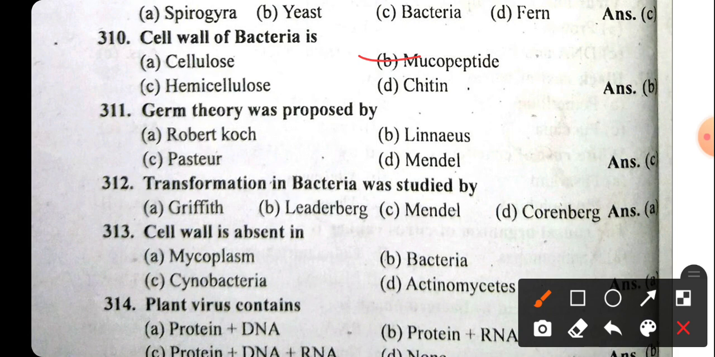Now the next question is: germ theory was proposed by Louis Pasteur. Now the next question is: transformation in bacteria was studied by Griffith. Option number A will be the right answer.